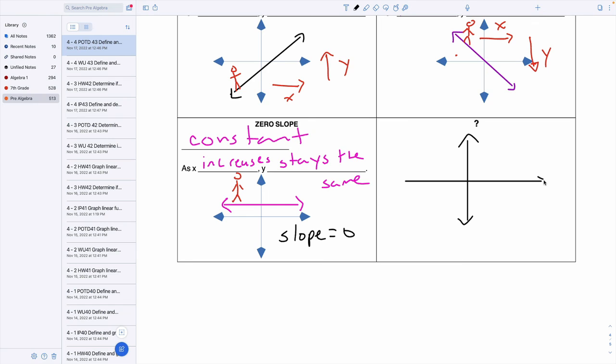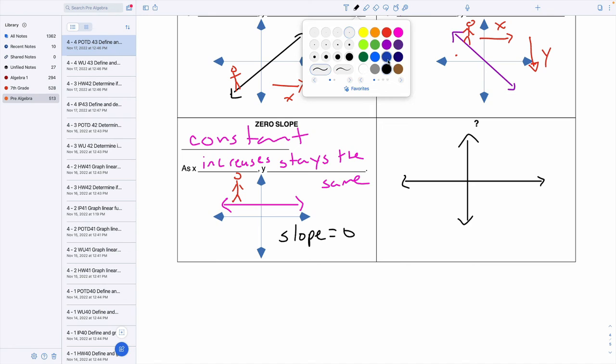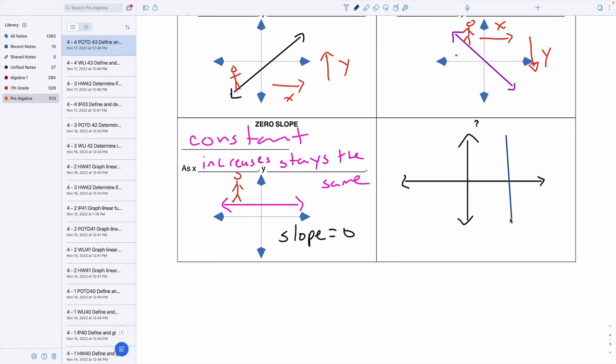Just kidding. Last one. This is a weird one because it's going to have a slope that looks like this. If you have a slope that is vertical and the y is increasing but x stays the same, watch what happens to our little man. He's trying to stand on here and he's trying to walk left to right, but he cannot. This is a slope that is called undefined because he cannot stand on that. There is no slope. It is called undefined.